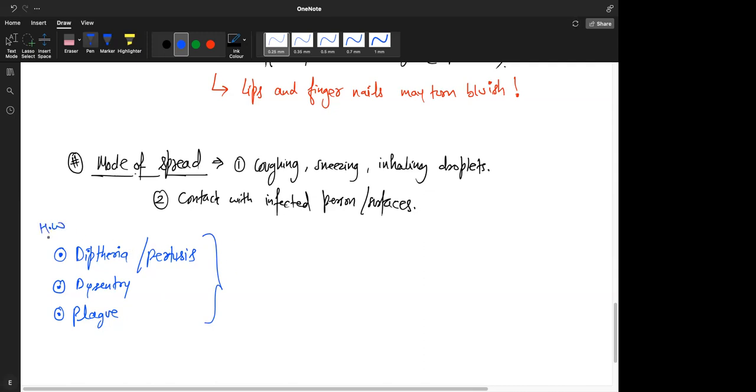You have to figure out the causative agent. Is it an infectious disease? If yes, what is the causative agent? A bacteria, virus, or what? And the mode of spread, and the organ affected.